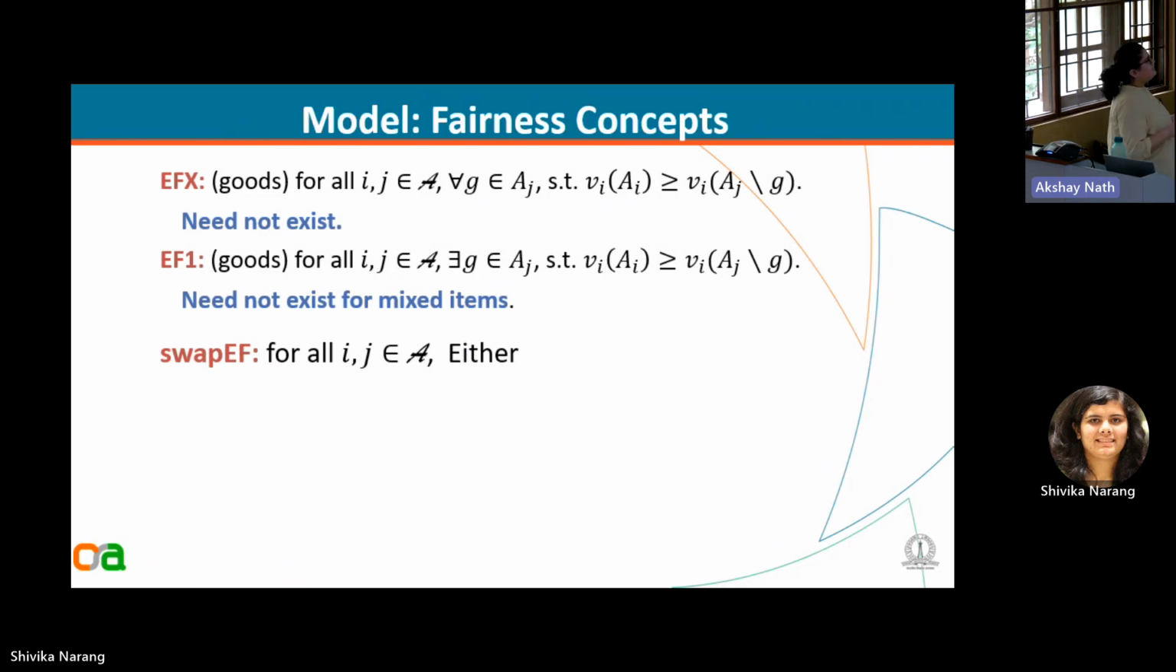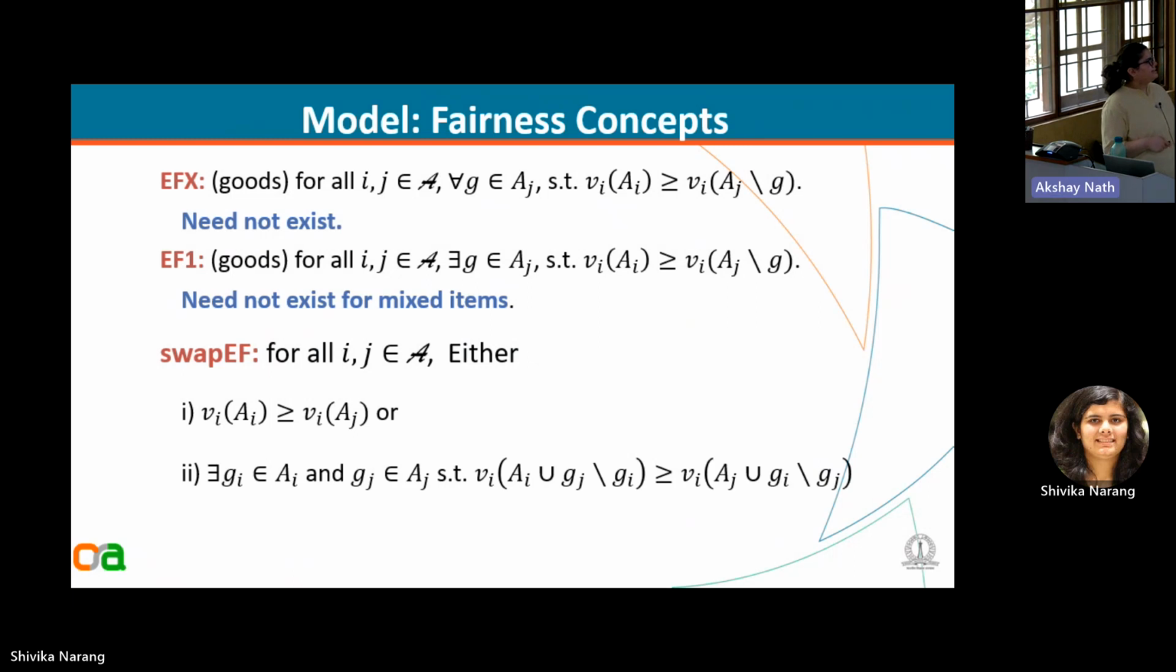So to combat all this, we propose a notion called swap EF. Here, we say that either you're already satisfying envy-freeness, or there must exist some items in the two agents' bundles which, if you were to swap, this envy gets mitigated. Now what we find is that this does exist for settings where EF1 does not. So that is the value of this notion. And we find that EF1 and swap EF do not actually imply each other. This is just a side note.